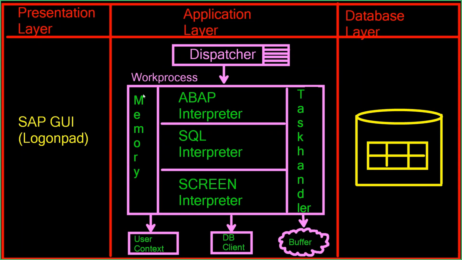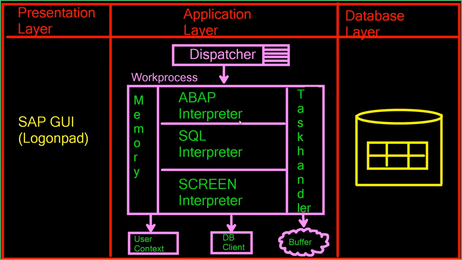So memory is allocated here, and the user request is actually handled by the task handler. See here, the user request is handled by the task handler. Once the task handler handles the user request, memory is allocated. Next, a very important thing is interpreters: ABAP interpreter, SQL interpreter and screen interpreter.